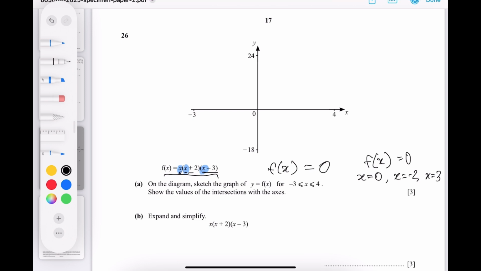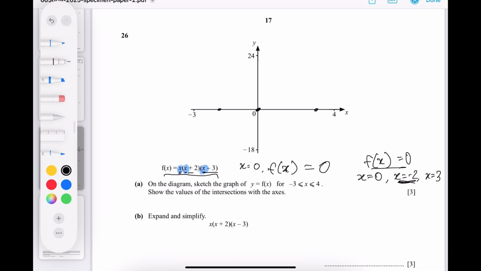So now we know when x is equal to 0, f of x is 0. So that's 1 point here. Another one is x is negative 2. f of x is also equal to 0. So that's around here. And finally, when x is equal to 3, f of x also equals 0.